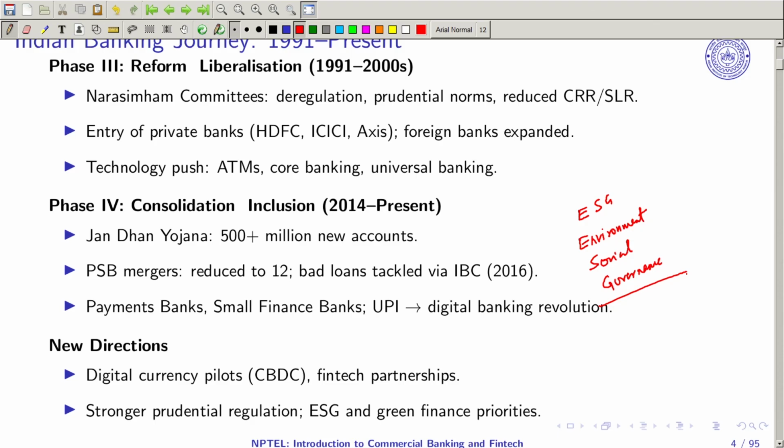Under environment, the companies have to disclose all the details about carbon emissions, whether it is water, whether it is coal, what kind of fossil fuel you are using. In social, they look at labor rights and what kind of incentives are given to the laborers.